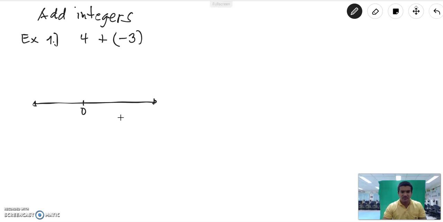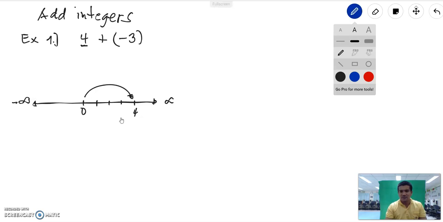from 0, this one is our origin, 1, 2, 3, and 4. Okay, so this one is the value of 4, meaning the line now will go to 4. So this one is positive 4. But we have to add negative 3. Negative 3 is going to the negative side of the line. Therefore, we have to subtract 3 now.